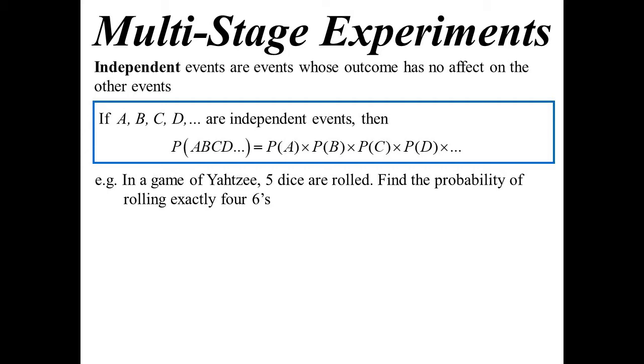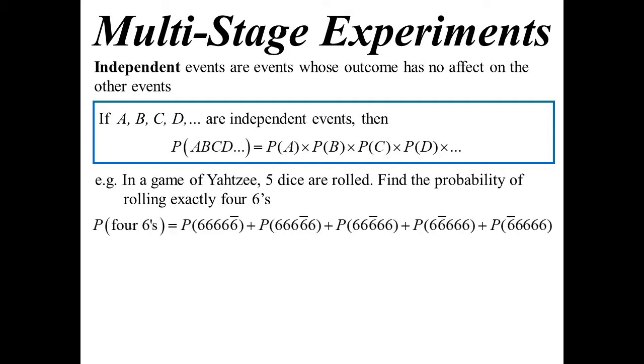We roll 5 dice in Yahtzee, and we're going to work out the probability of rolling exactly 4 6s. Well, there are different ways we could do it. Imagine that's just the order of the dice, 1, 2, 3, 4, 5. So I could get a 6, a 6, a 6, a 6, and then not a 6. Or a 6, a 6, a 6, not a 6, then a 6. Or a 6, a 6, not a 6, then a 6, then a 6. Or a 6, not a 6, then a 6, a 6, a 6. Or not a 6, then a 6, a 6, a 6, a 6.